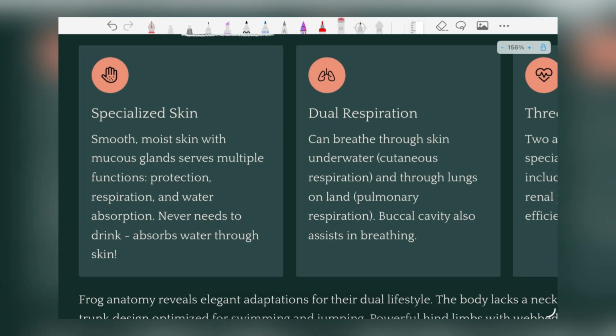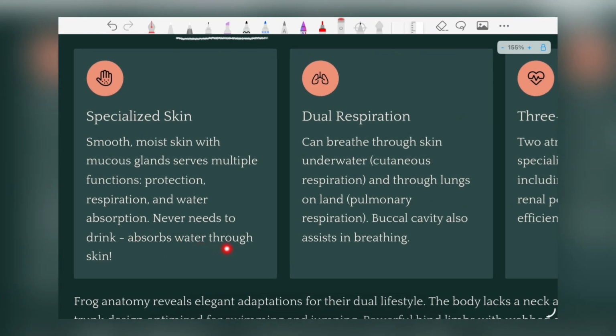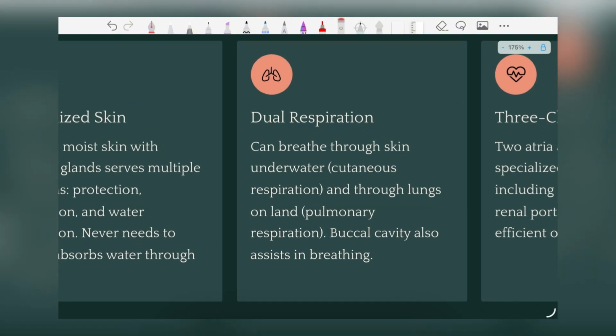Specialized skin. Smooth, moist skin with mucus glands serves multiple functions: protection, respiration, and water absorption. Never needs to drink, absorbs water through skin. Because they absorb water through skin, they don't have to drink water. Dual respiration: can breathe through skin underwater, cutaneous respiration, or through the lungs on land, pulmonary respiration. Buccal cavity also assists in breathing.